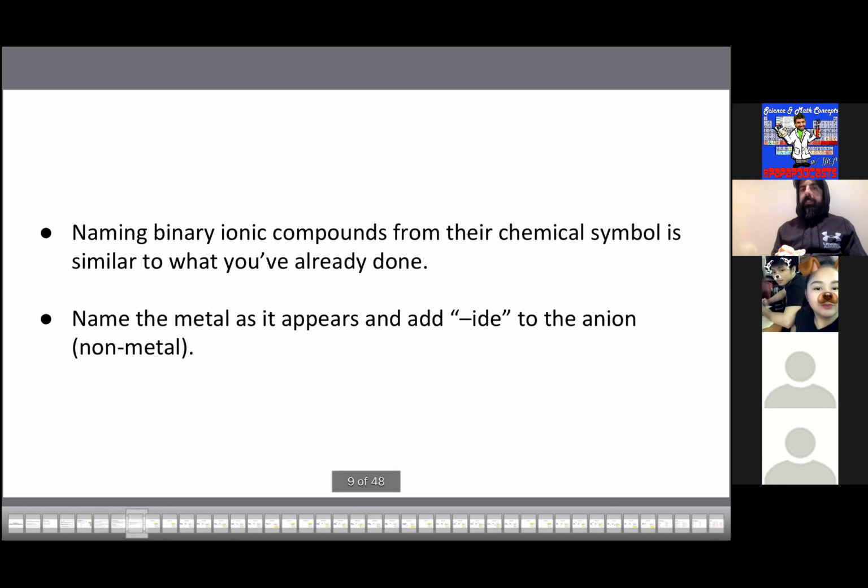Be careful with some of the others. Be careful with sulfur. Sulfur becomes sulfide. Be careful with phosphorus. Phosphorus becomes phosphide. It doesn't become phosphoruside or sulfuride. So be careful with some of those other ones.